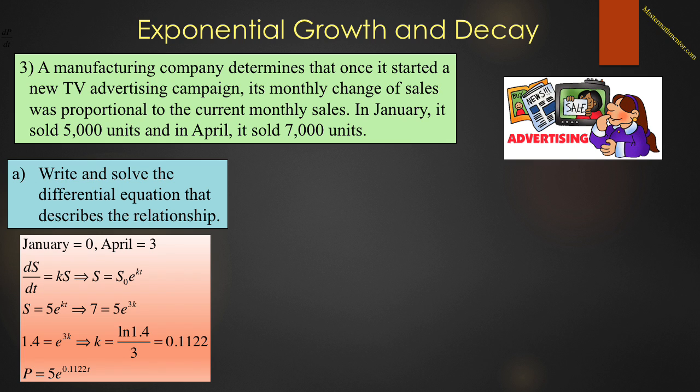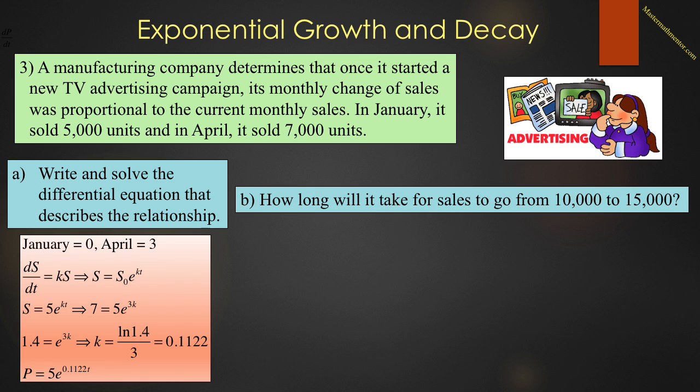We will now use the fact that in April we sold 7,000 units. So when t equals 3, s is equal to 7. So 7 = 5e^(3k). Dividing both sides by 5, we get 1.4 = e^(3k), and k is equal to the natural log of 1.4 divided by 3, which is 0.1122. So the solution to our differential equation is s = 5e^(0.1122t).